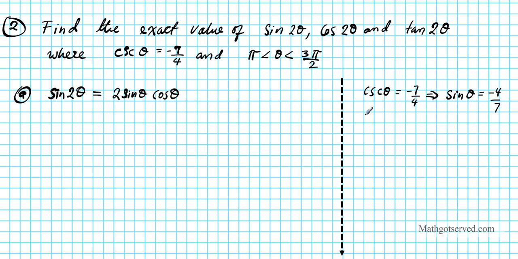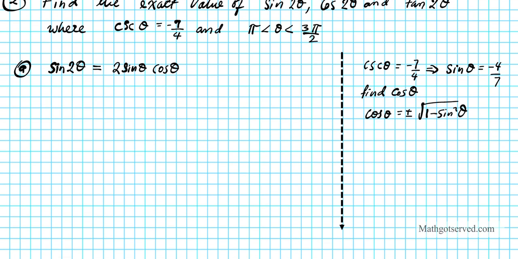Now we need to find cosine, right? So to find cosine, we're going to use the identity cosine theta equals plus or minus the square root of 1 minus sine squared theta. Okay? So let's see. Sine theta is negative 4 over 7, so we're going to plug it in here. So we have cosine theta equals plus or minus the square root of 1 minus negative 4 over 7 squared. Okay? So let's simplify that.